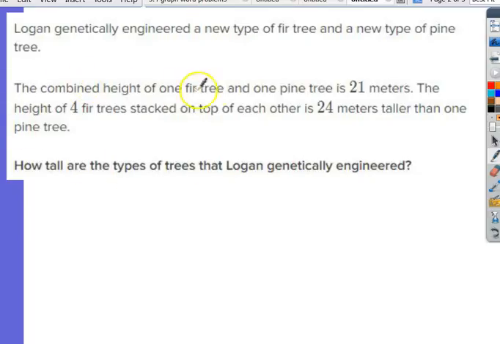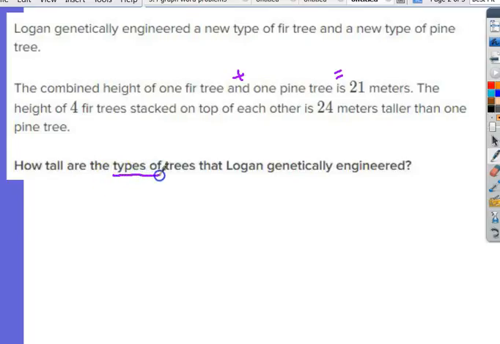The combined height of one fir tree and one pine tree is 21 meters. So I'm going to add these two things together and it's going to make 21. The height of 4 fir trees stacked on top of each other is 24 meters taller than one pine tree. How tall are the types of trees that Logan genetically engineered?